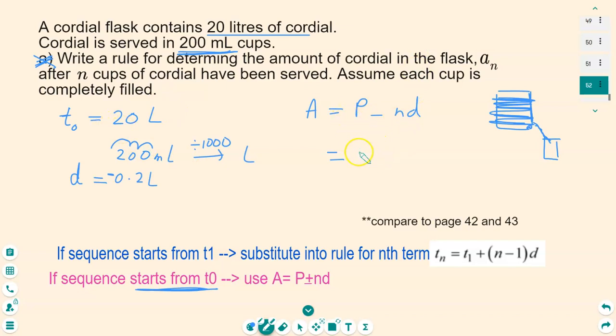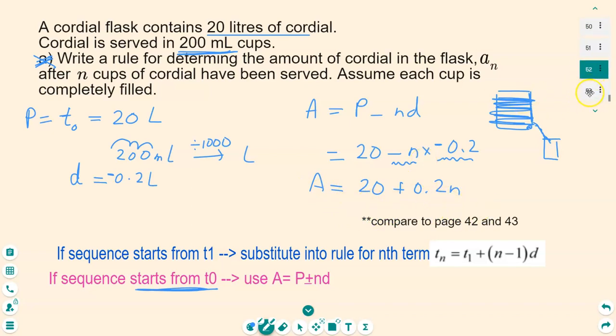All right. So we've got an initial value, 20, take N times our D, which was negative 0.2. Need to have consistent units there. Now this looks a little bit different. Negative N times negative 0.2. Negative times negative is positive. And that is going to be what we use for this. And then let's quickly get through this next question.